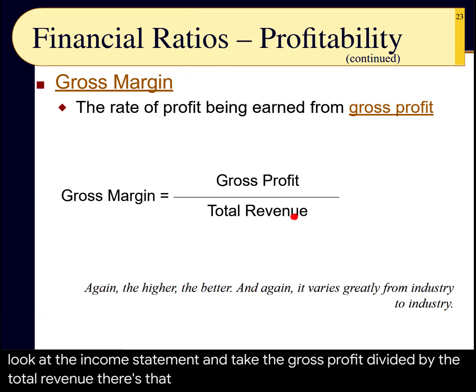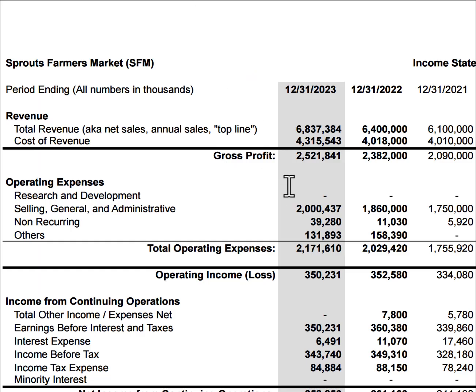There's that top line number. But in this case, we're going to look at the gross profit. So we take out the cost of goods sold and see how we're doing on just the sales, without taking into account the cost of goods sold. It's basically the same idea.